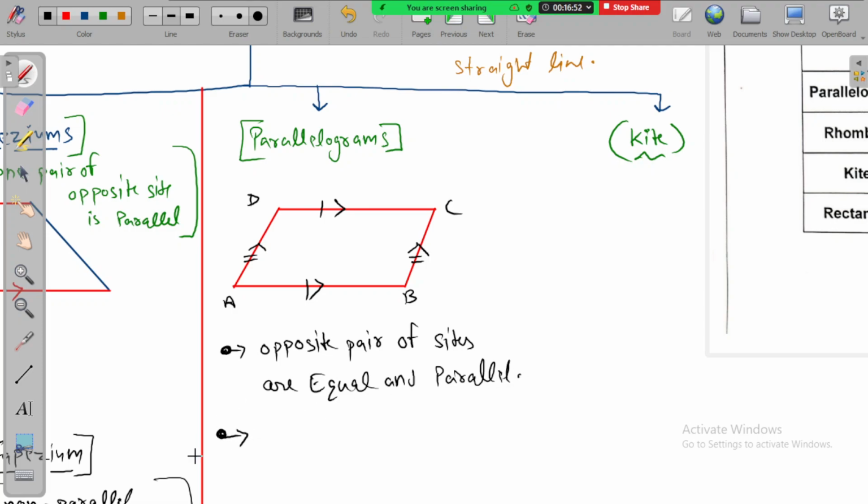Point number two. This point is clear now. Like if this side is 5 centimeters, so this will come out to be 5 as well. If this is 2 centimeters, it will come out to be 2 as well. That's the meaning of this point.